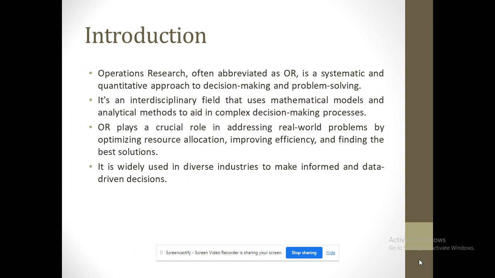The significance of operation research lies in its ability to provide data driven insights and solutions. It helps organizations make better decisions, optimize processes, and allocate resources efficiently. Whether you are in business, healthcare, logistics, or any field with complex decisions, OR can be a game changer.